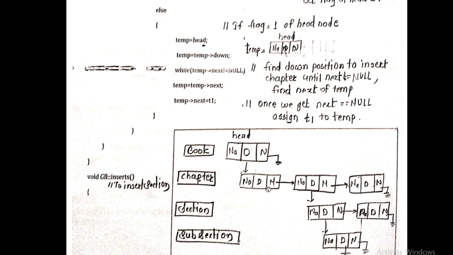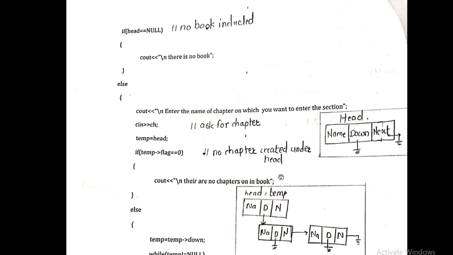So it may happen that some chapters are having sections, some of them are not having sections. So you can see that here in the first chapter we have not created any section, so its down pointer will be set to null, and the next chapter, that is the second chapter, is created with sections. So this is section 1 of the second chapter, this is section 2 of the same chapter. Again for the third chapter we have not created any kind of section. So likewise we have to create.